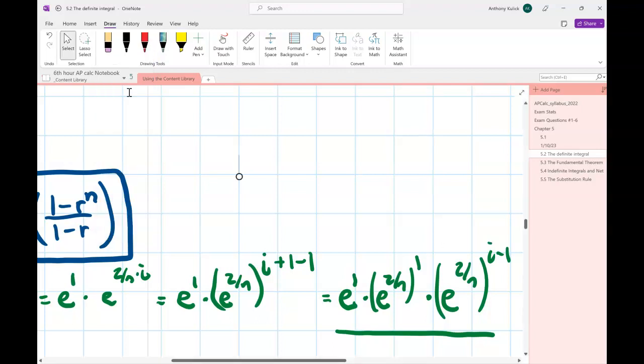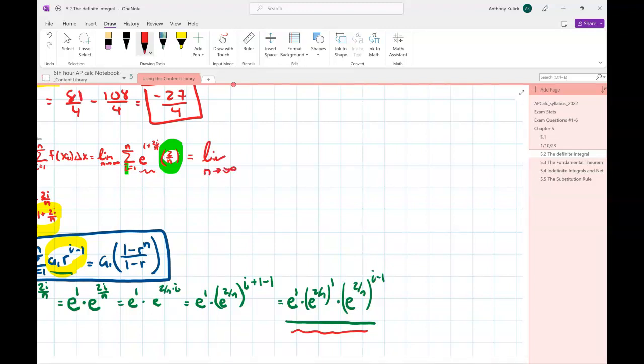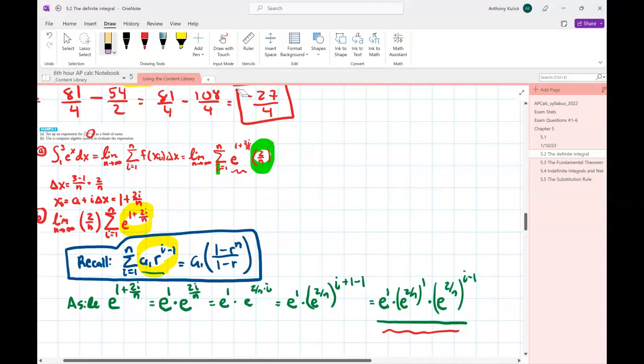So I'm going to go back to that expression that I was working on earlier. And I'm going to replace my e to the 1 plus 2i over n with this expression. But notice that this piece doesn't depend on i, and this piece doesn't depend on i. So both of those I'm going to actually suck out front of the sum.